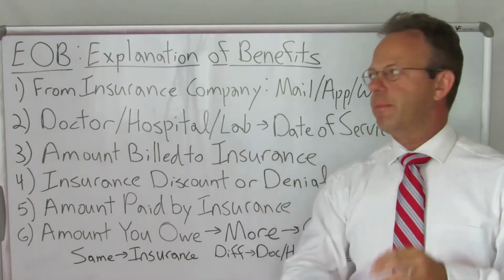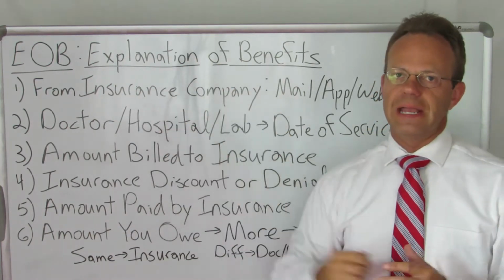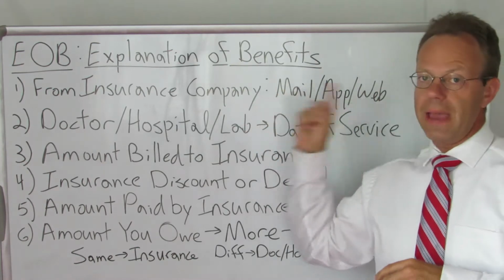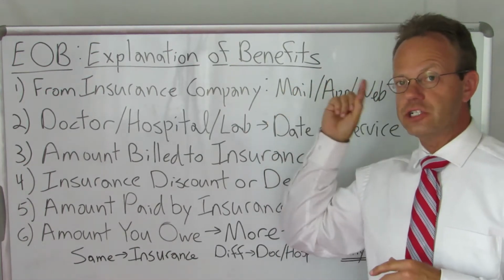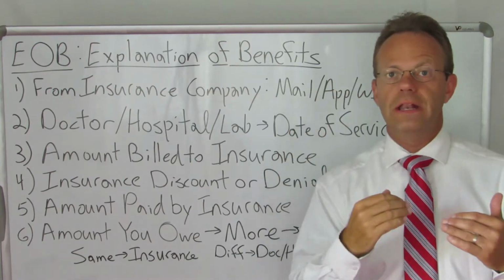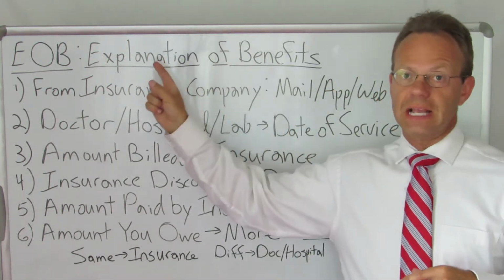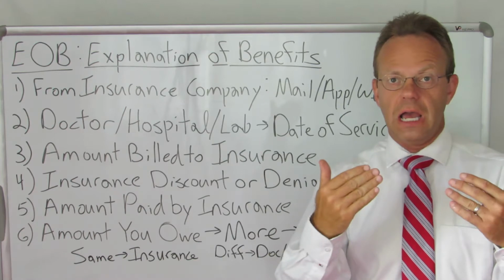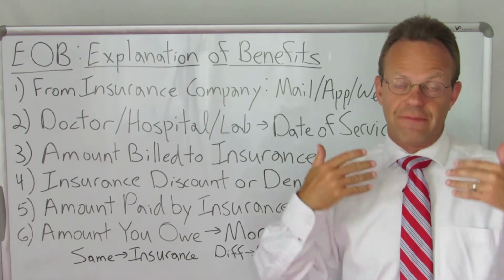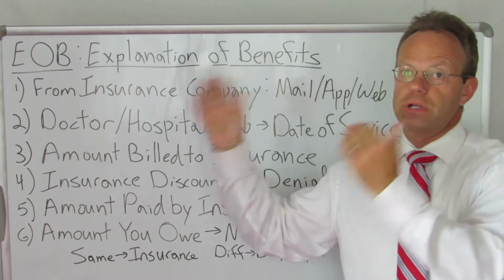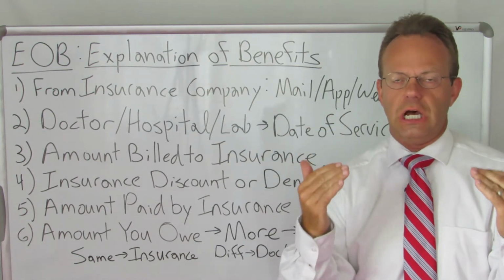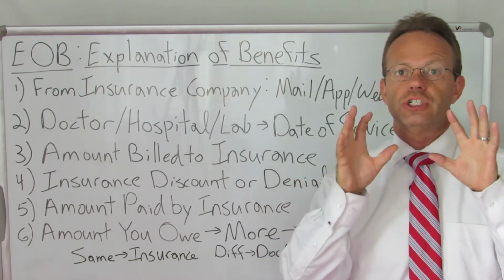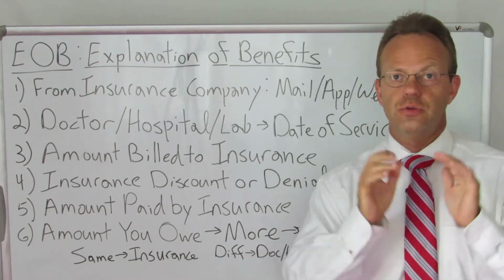Now, the EOB comes from your insurance company, and it'll either come through the mail, or you can get it on your insurance company app, or you can get it through the insurance company website when you log in. And an explanation of benefits is created every time a claim is filed. In other words, every time you use your insurance, the company creates one of these things. Now, when you get it, it's really hard to understand. So I'm going to show you what you need to pay attention to in the EOB.